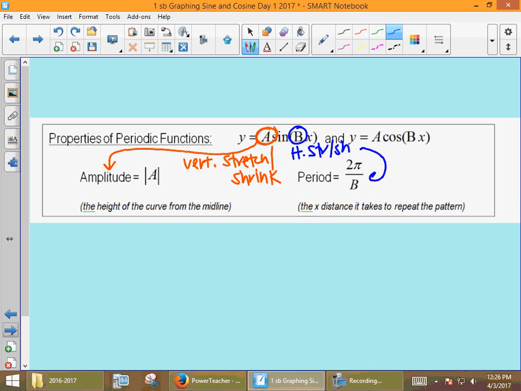And to figure out what the new period is, we're going to follow that formula. I'll explain how that works here, but basically you should be able to pick out really easily what your amplitude and your period are from your equation. If you can get those set, graphing is not too difficult.